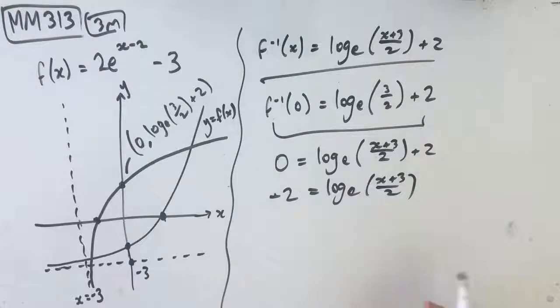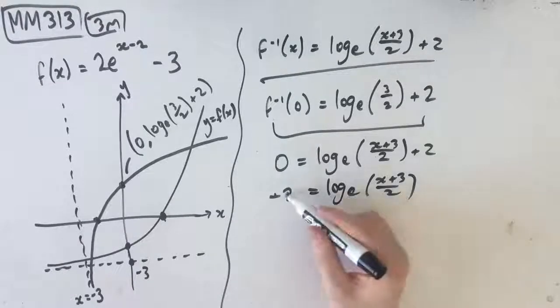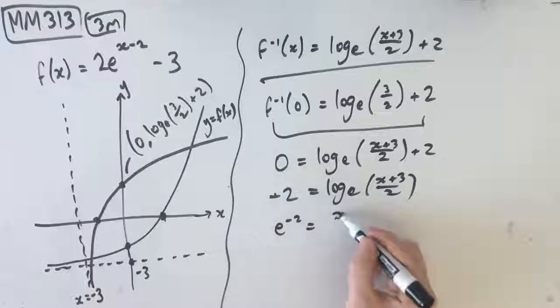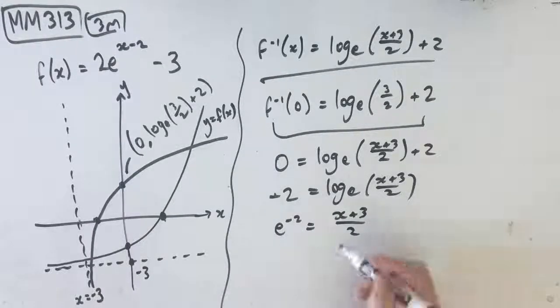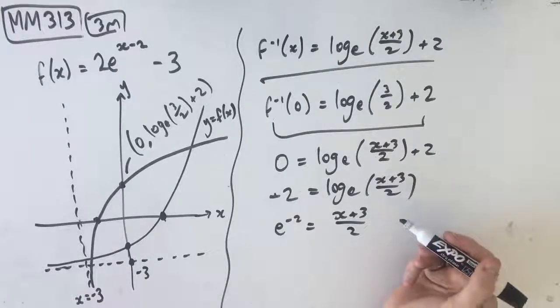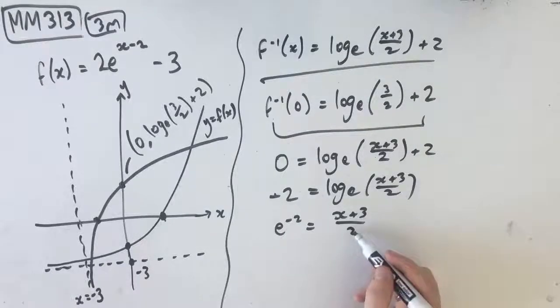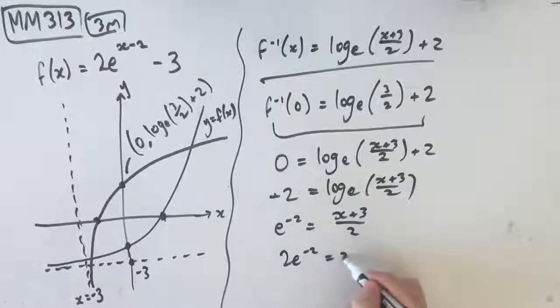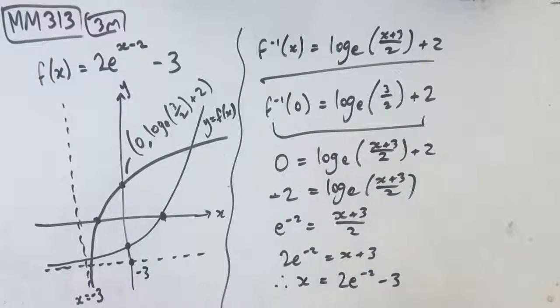Now, according to our fundamental log law, e to the power of negative 2 is equal to whatever's inside here. So e to the power of negative 2 equals (x plus 3) on 2. The reason we're doing this is to get x by itself, remember? So that's the whole reason why we're doing this. Multiplying both sides by 2, we get 2e to the negative 2 equals x plus 3. Therefore x equals 2e to the negative 2, take away 3.